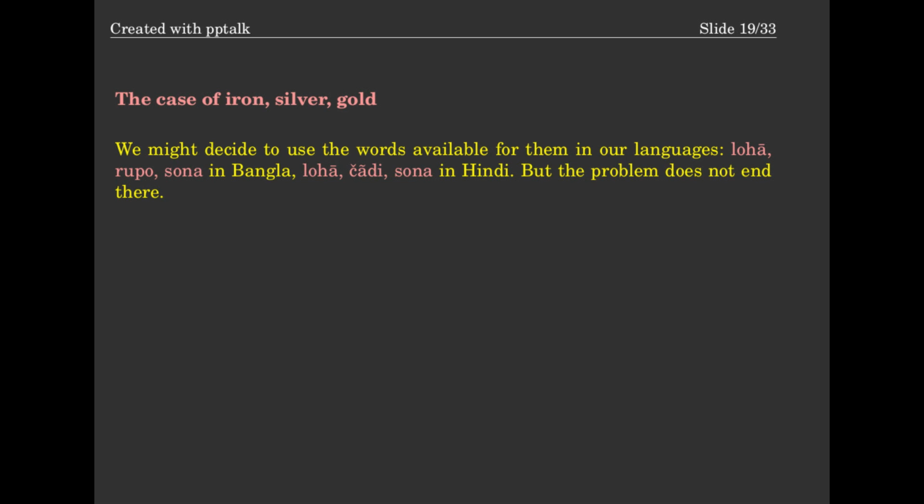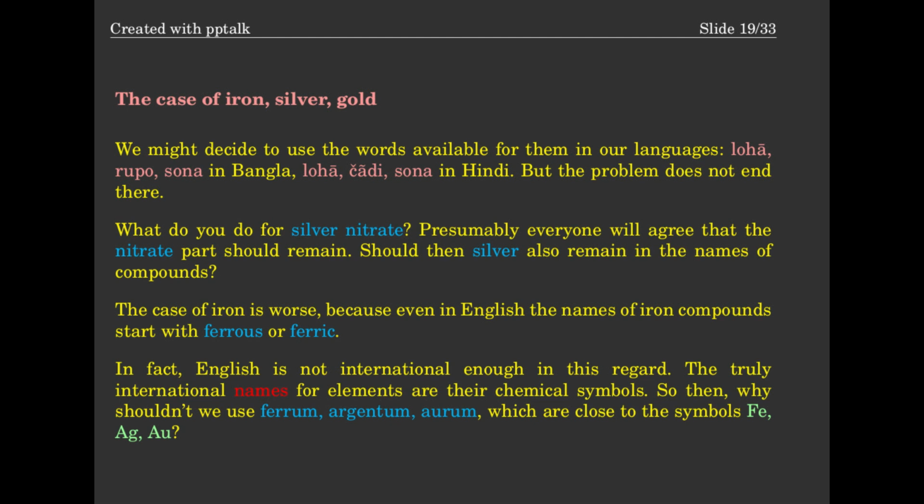But the problem does not end there. What do you do for silver nitrate? Presumably, everyone will agree that the nitrate part should remain. Should then silver also remain in the names of compounds? Or should we make hybrid compounds? Hybrid compounds of words, I mean. The case of iron is even worse, because even in English, the names of iron compounds do not start with iron, they start with ferrous or ferric.